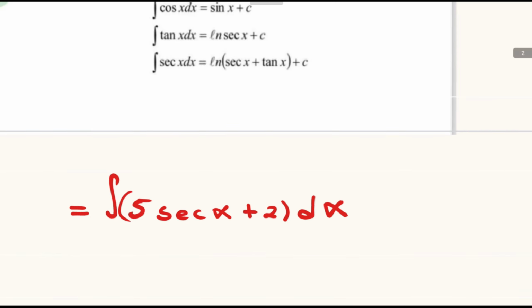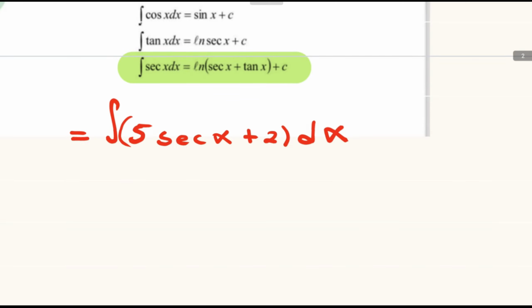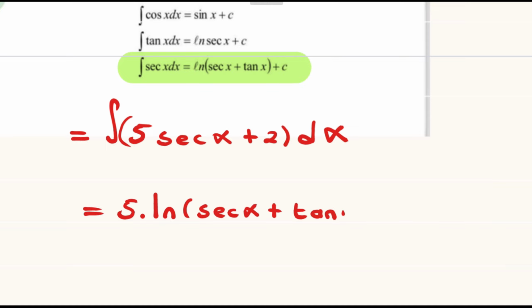On our formula sheet, we are going to use that formula. So the integral will be equal to 5, which is just a constant, and the integral of sec alpha will be equal to the ln of sec alpha plus tan alpha. The integral of the 2 with respect to alpha will be equal to alpha plus our constant c, and this will be our answer for this question.